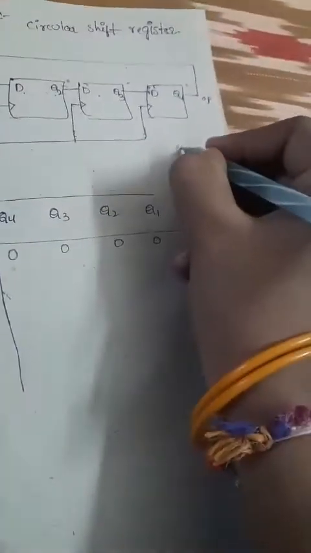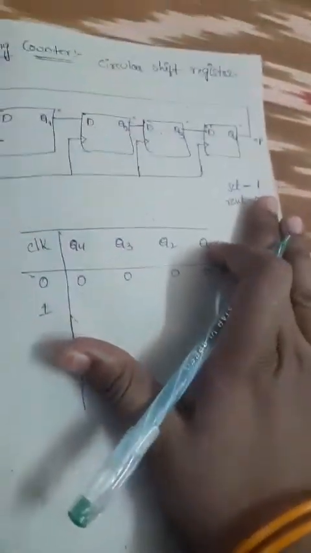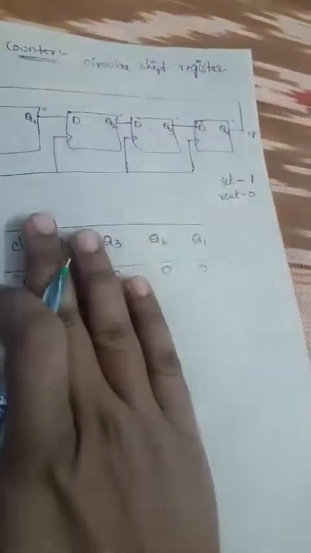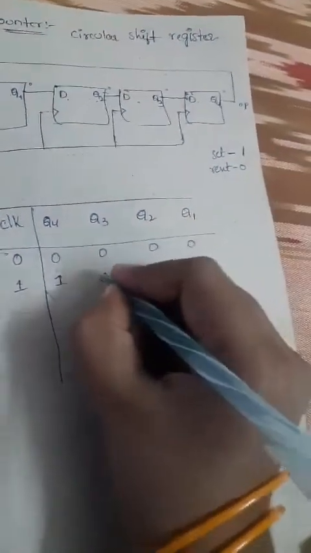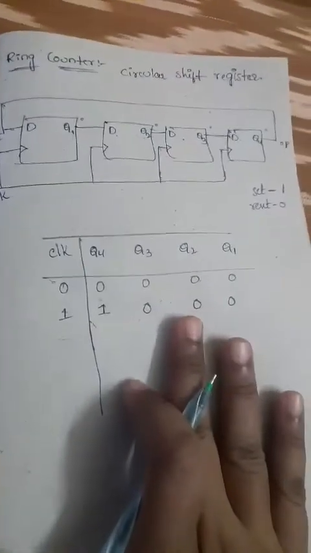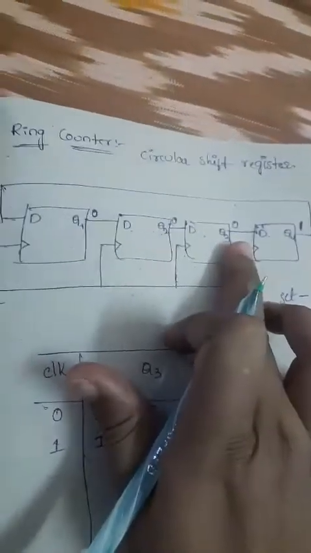Set will be represented by 1, and reset will be represented by zeros in binary. So I can represent it here: only the Q4 value will be set, and all the remaining flip-flops will be cleared. Initially, Q4 only is set, and the remaining flip-flops are zeros. So you can represent the information here: at a given point of time, Q4 only is set, and the outputs of all the remaining flip-flops will be zeros.